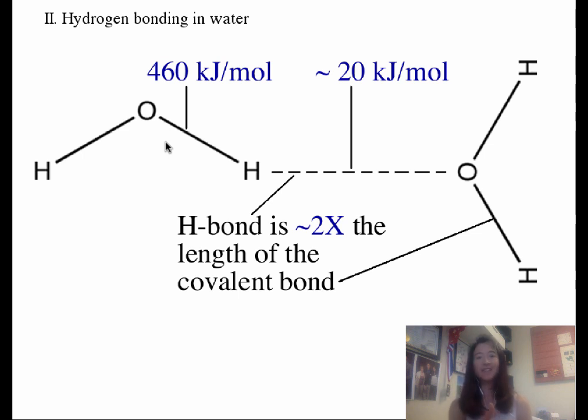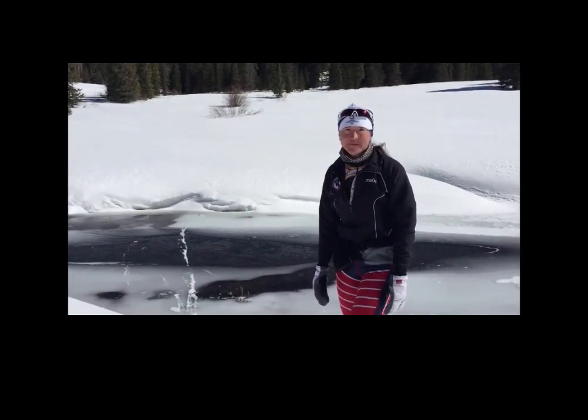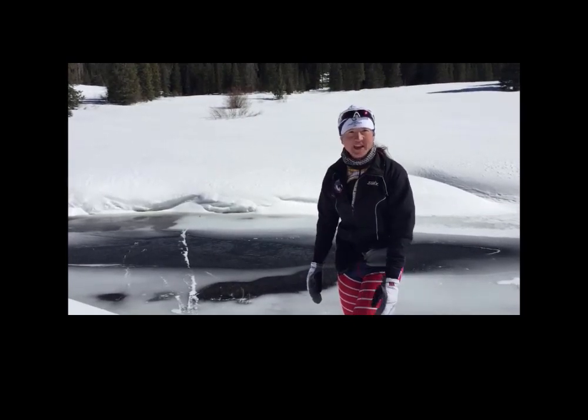Not only is the hydrogen bond much weaker, but it's also much longer, about 2 times the length of that of a covalent bond. Now, please don't mistake that for an insignificance of hydrogen bonding within water, because individually weak, but collectively strong. Here we are back in the Uncompahgre watershed, only this time we're at 10,000 feet up on the mesa rather than being down in the bottom of a canyon.